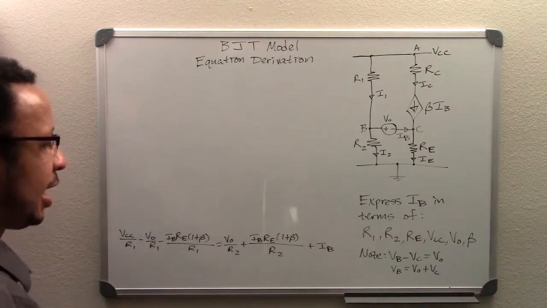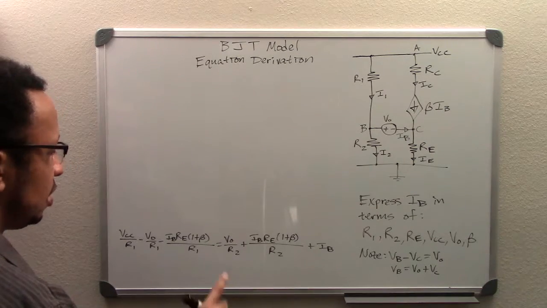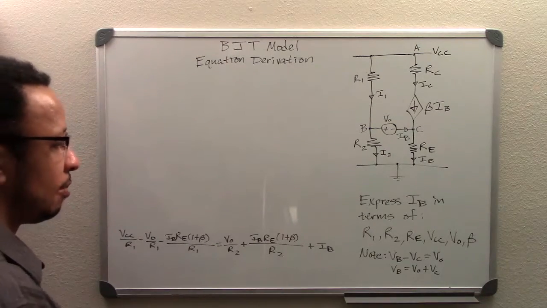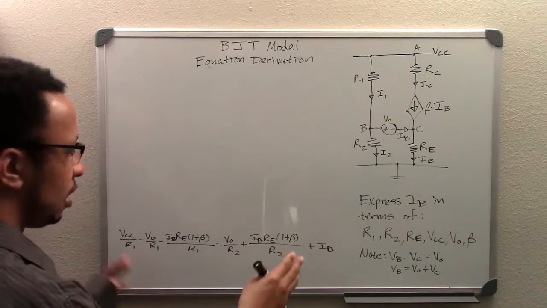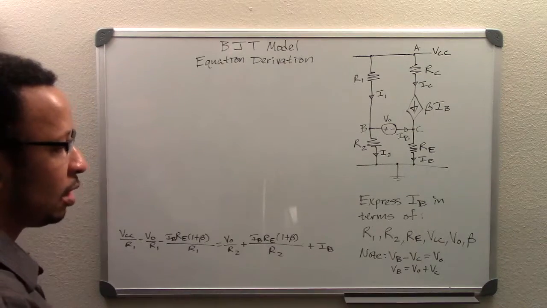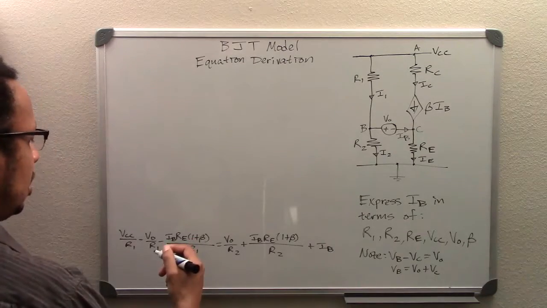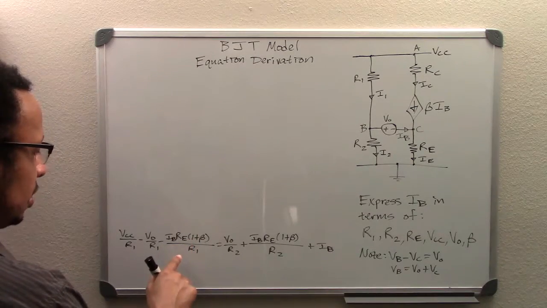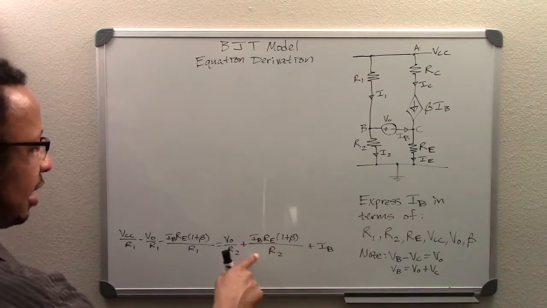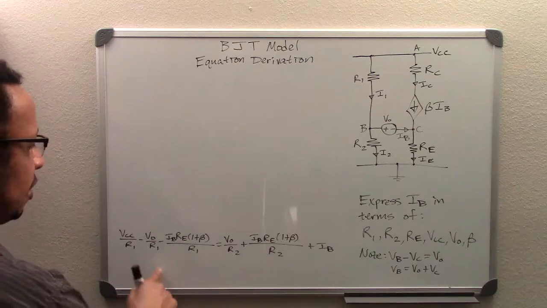Take notice that we've eliminated VC and VB. We eliminated VB first, and now VC. So now the goal is to separate and state IB in terms of everything else. IB equals this, that, this, and this, and that's our ultimate goal. Next, I will group together everything that contains IB on one side and everything else on the other side.